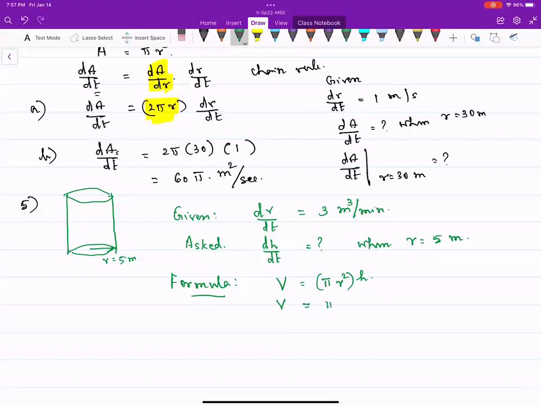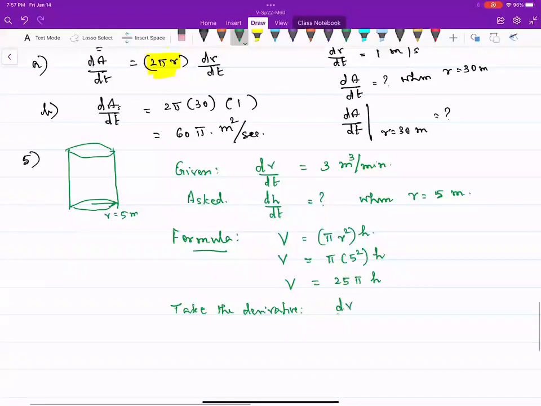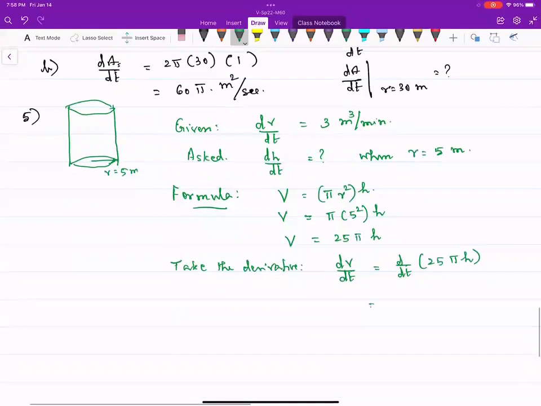In this case, the radius is a constant, so we can substitute that 5 there, which will be 25 pi h. That is the volume. Now you take the derivative on both sides with respect to time t. So dV by dt equals d by dt of 25 pi h, so it is 25 pi times dh by dt.